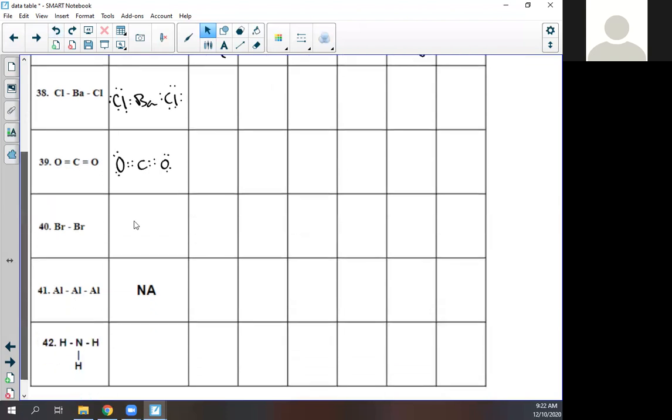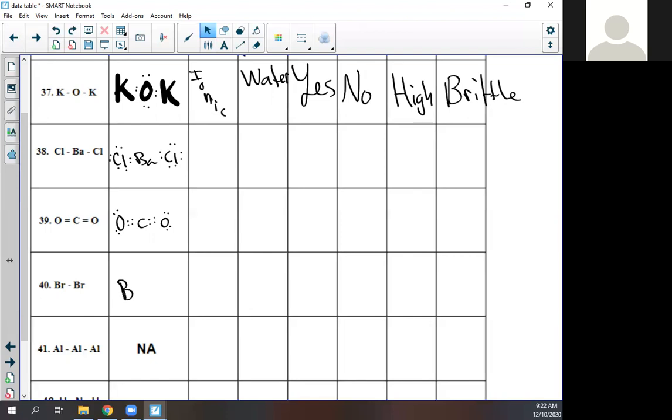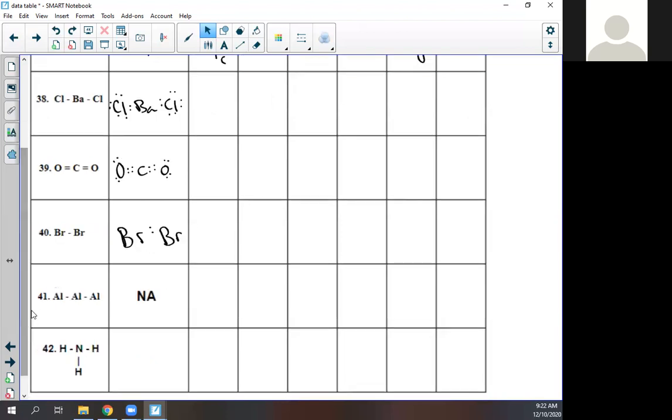Okay, Br-Br. Both nonmetals, so they both get 8. The one line in between represents 1 pair between. And then ammonia at the bottom. And NH3, N gets 8, H gets 2, and everyone lives happily ever after.